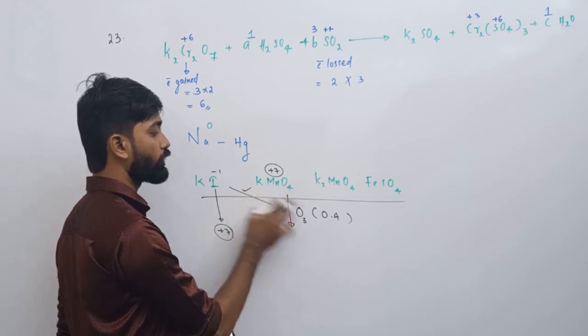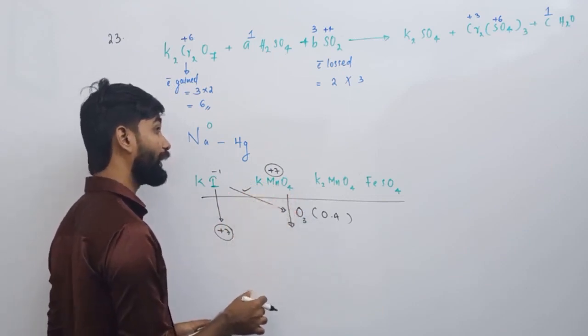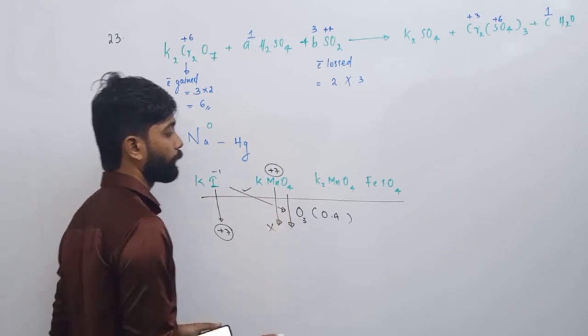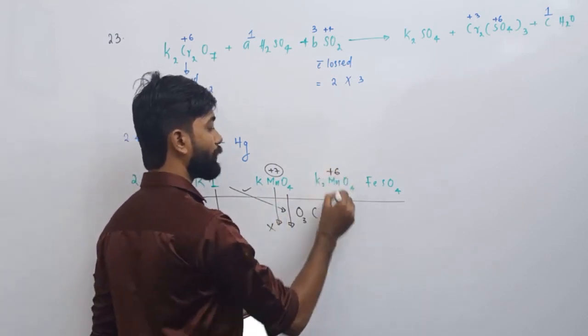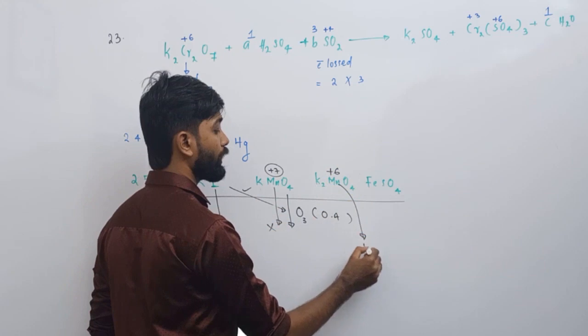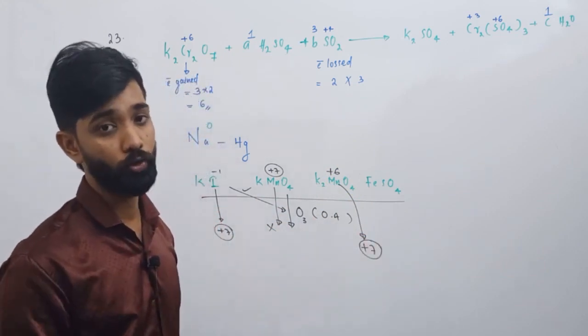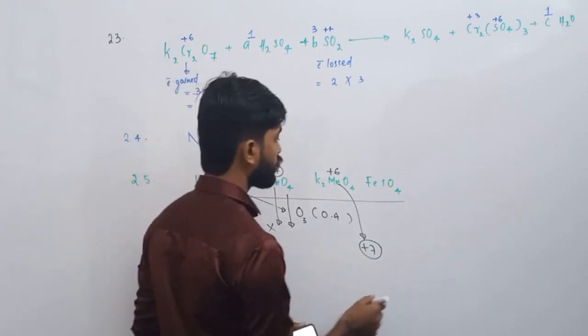So your ozone is not able to oxidize permanganate since it is in the higher oxidation state. So this option is not okay. What about K2MnO4, potassium manganate? It is in +6, so it may be oxidized to +7, and that oxidation may be carried out in the presence of ozone. So ozone can oxidize K2MnO4.